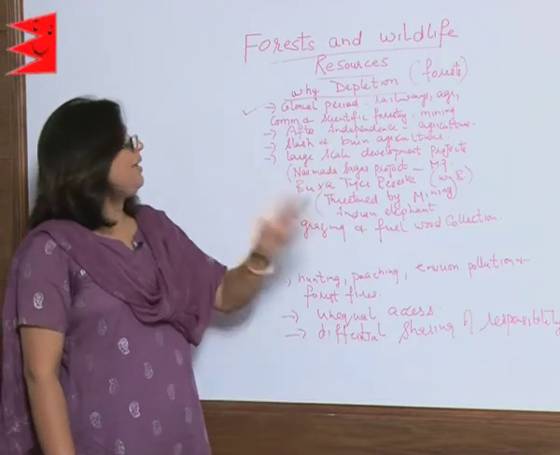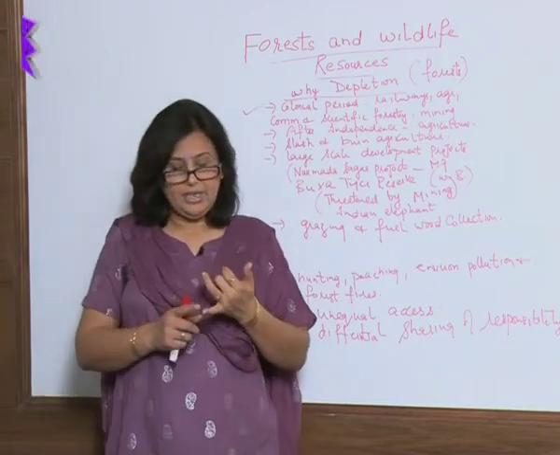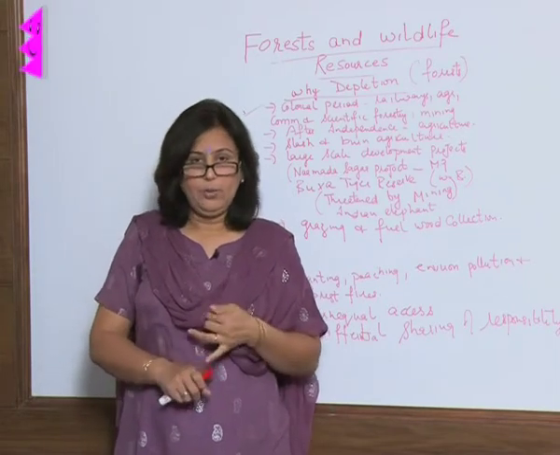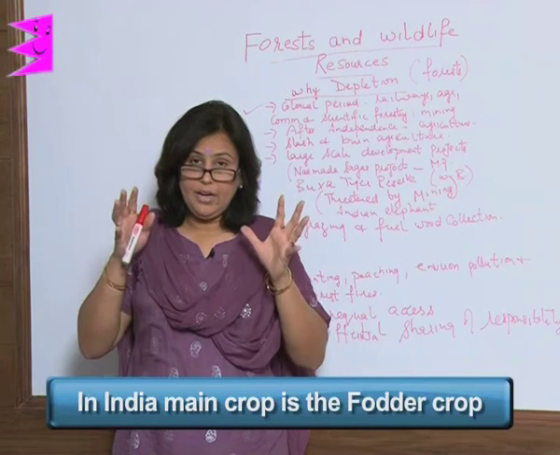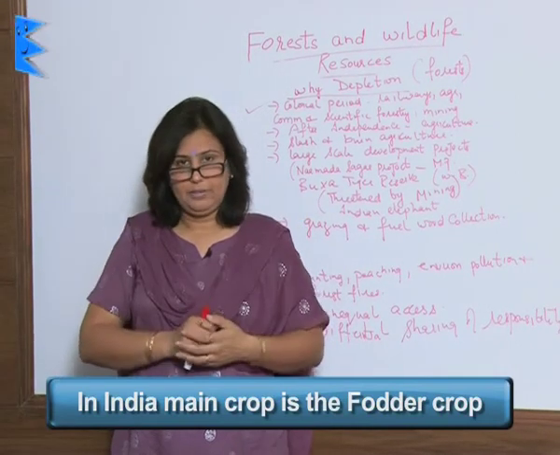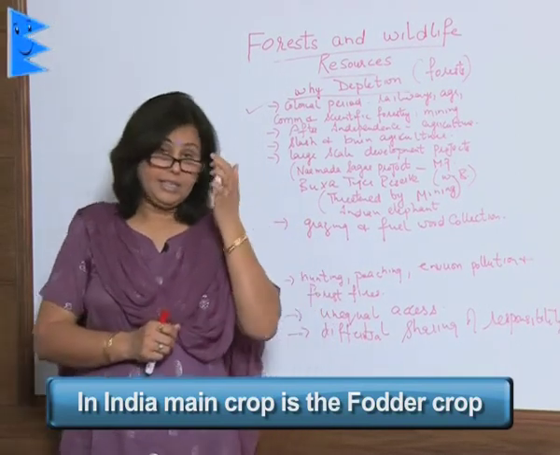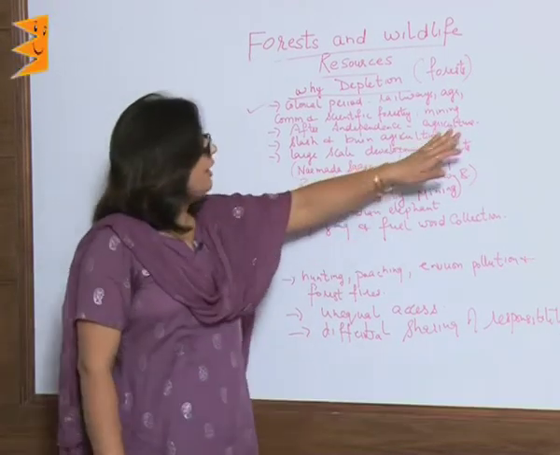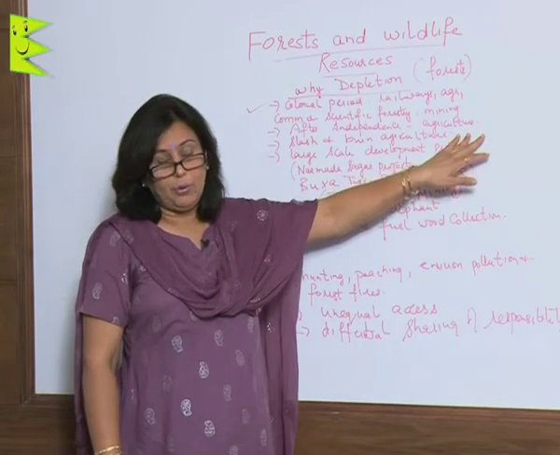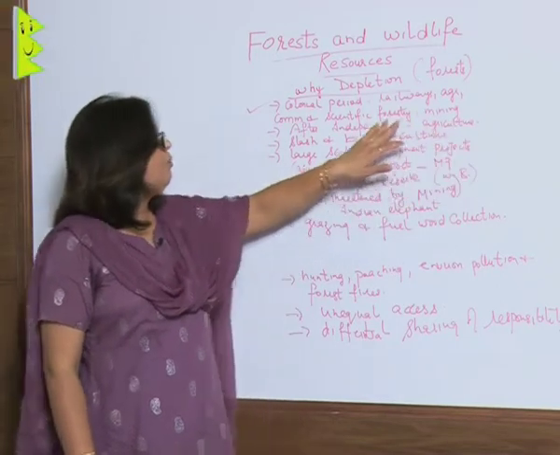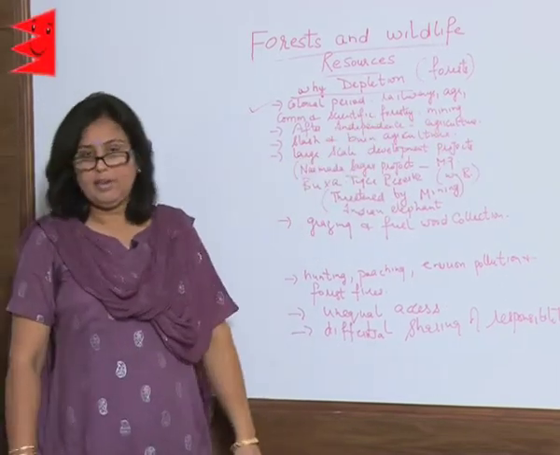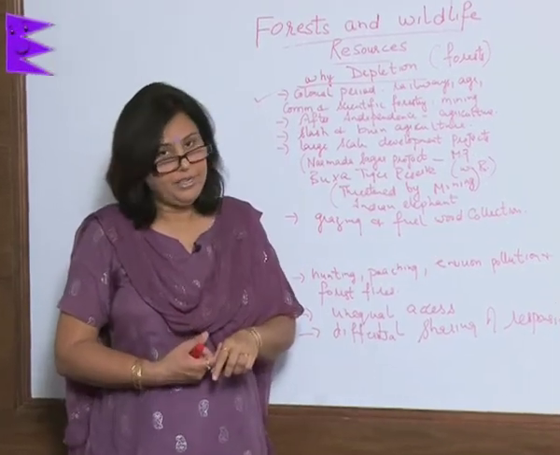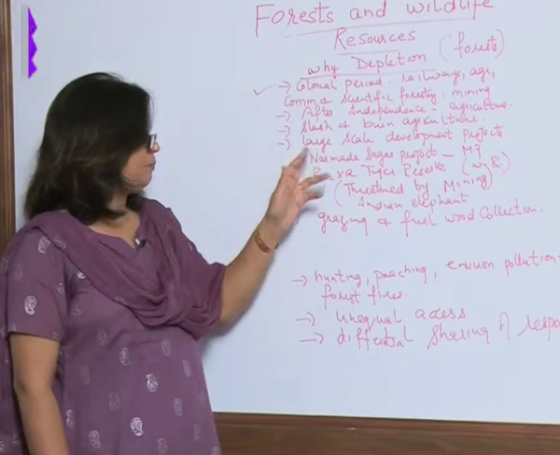Next is after independence. You see, when I talked about agriculture, I told you that in India the main crop is the fodder crop. That is, the Indians grow most of the food crops. So, for agriculture purposes, for growing the fodder crop, most of the forests were cleared off, which again led to the depletion of forest resource in India.